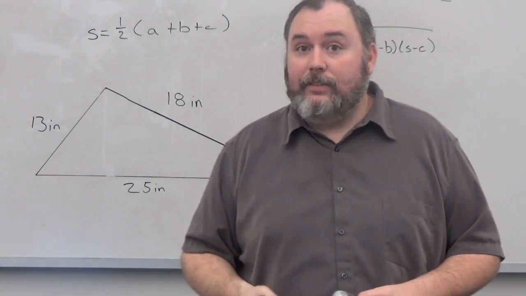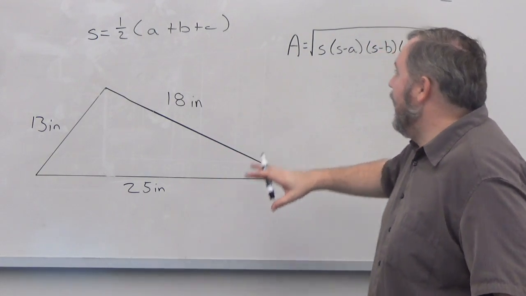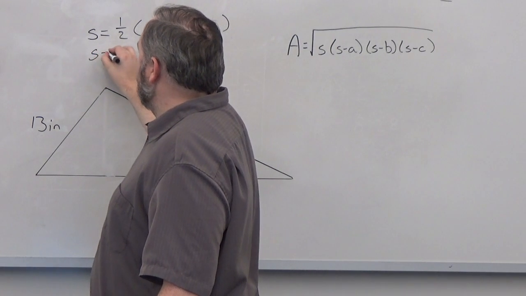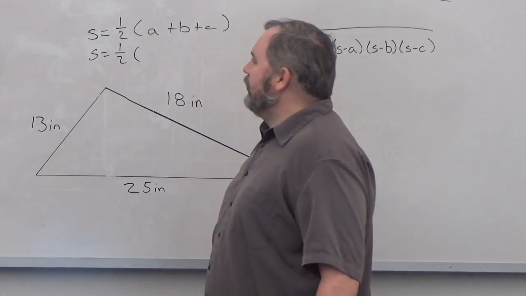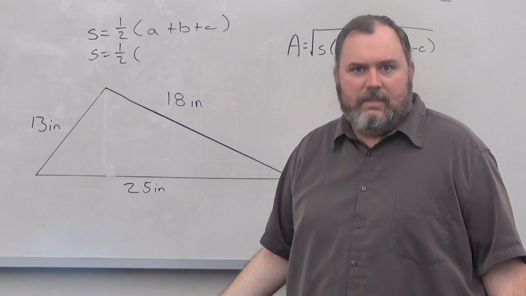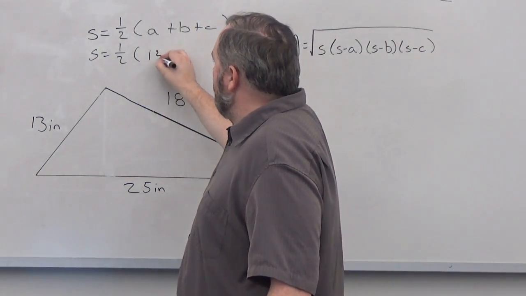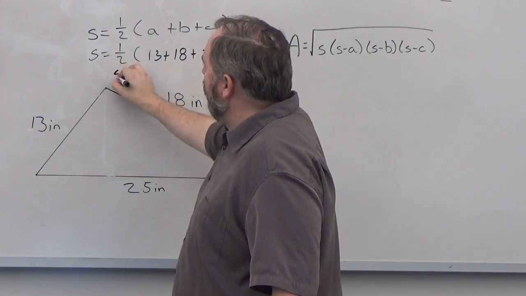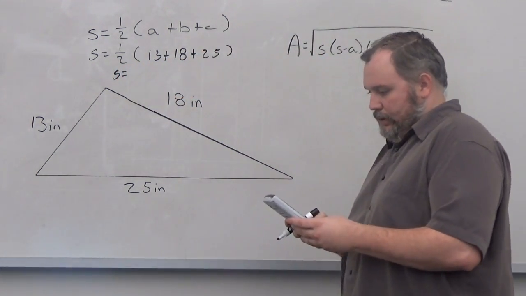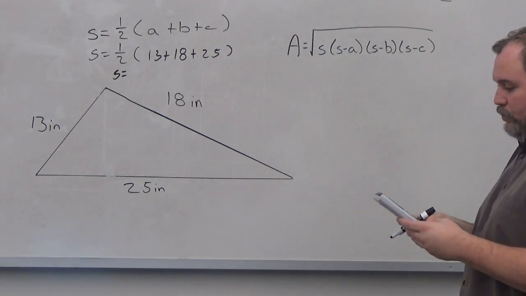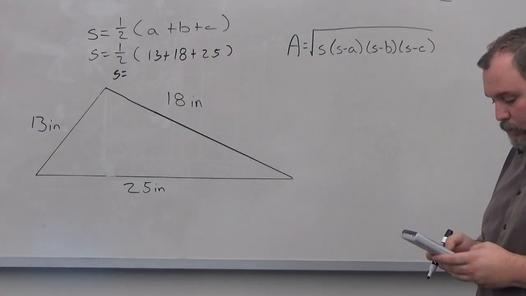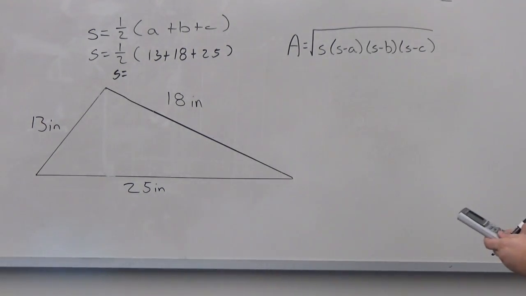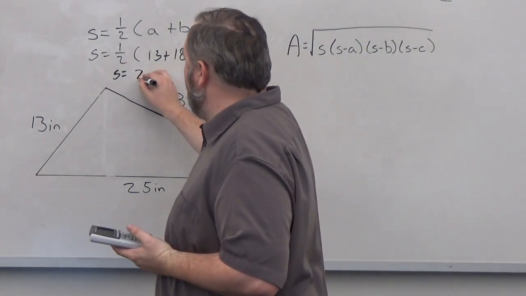When we figure out what S is, we can actually substitute that into our area equation. So, let's do that. S is equal to 1/2. It doesn't really matter which one's A, which is B, which is C. 13 plus 18 plus 25. And so when we work this out with our calculator, we have 13 plus 18 plus 25, and we multiply that by 1/2, or we basically are dividing by 2, we find out that S is equal to 28.